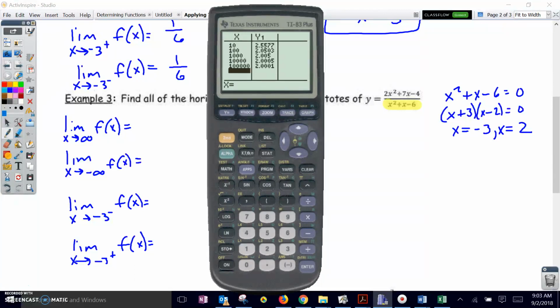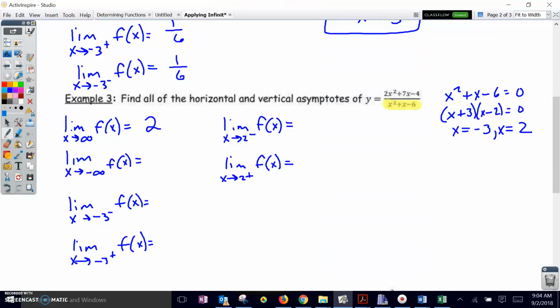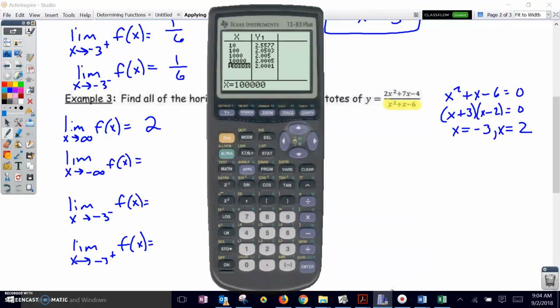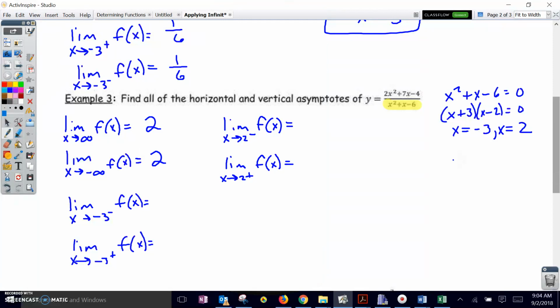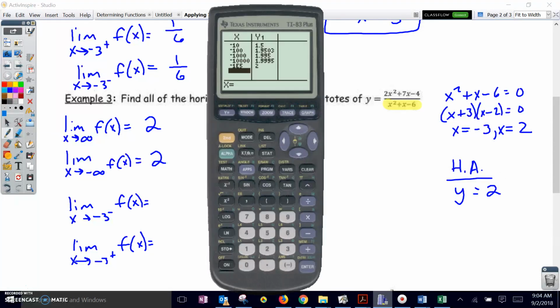and it looks like that limit is approaching 2. Go ahead and put that down. Do the same thing for negative infinity. And again, it looks like that limit's approaching 2. And so we've got a horizontal asymptote at y equals 2. And then I'll handle the vertical asymptotes.